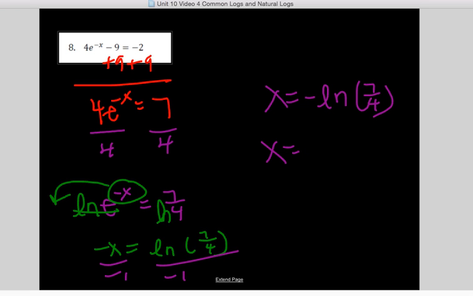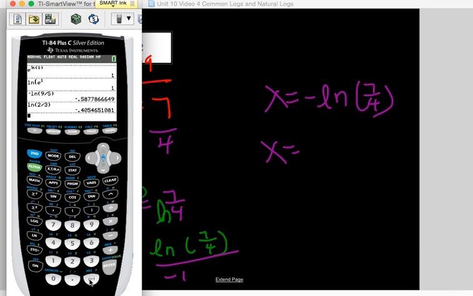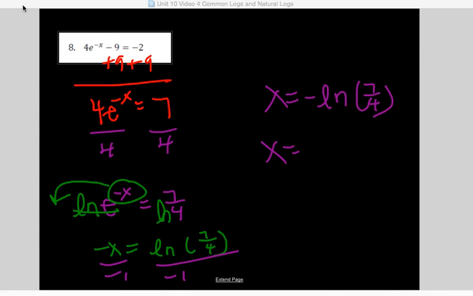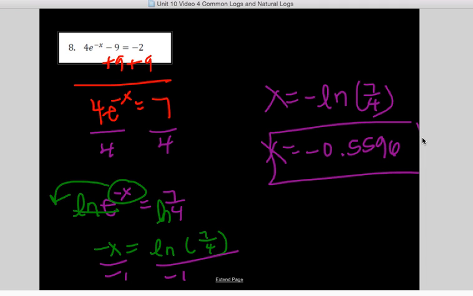And if I type it in, we would have negative natural log of 7 divided by 4, which gives us negative 0.5596. Okay. If you have any questions about solving exponential equations, please let me know. Otherwise, we're going to move on to our last example.